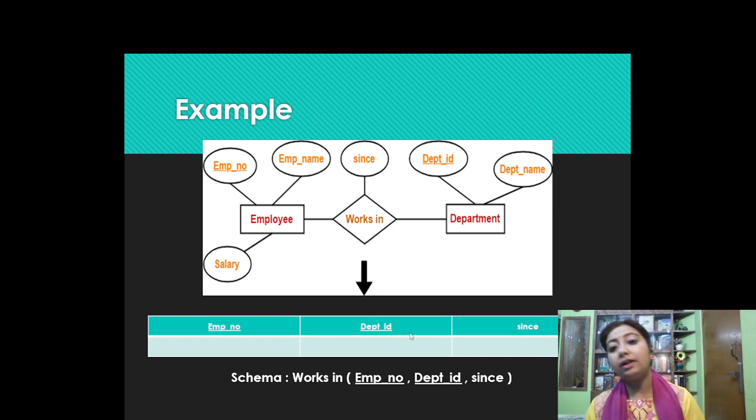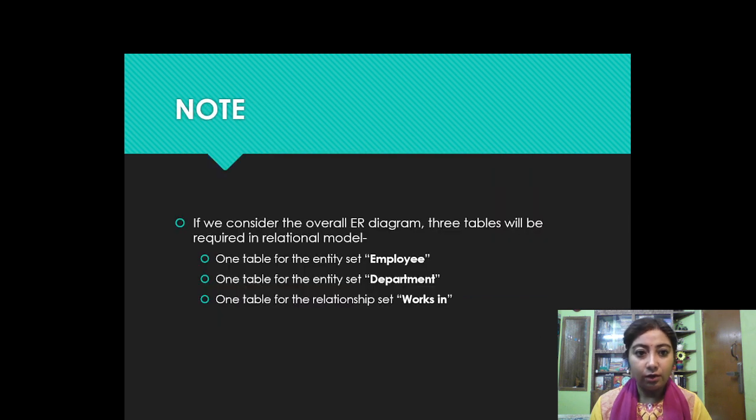But here one question may come to our mind: how can the employee and department, these two entities, become tables or not? Yes, these two can be entities which will become tables. And along with that, works in will be another table, which consists of these things. That means there will be a total of 3 tables in this example. One is the employee table, one is the department table, and another one will be the works in table.